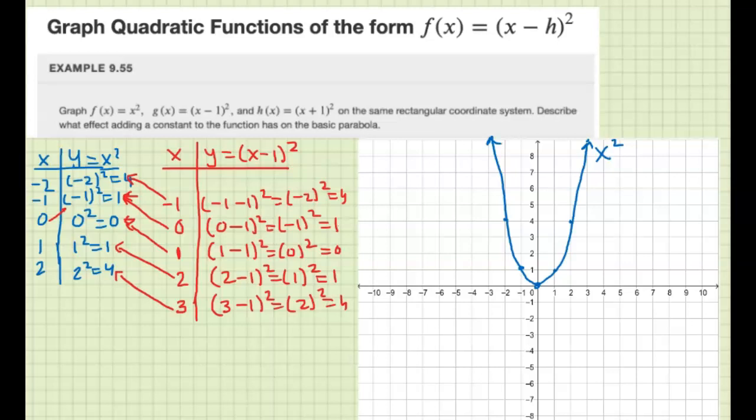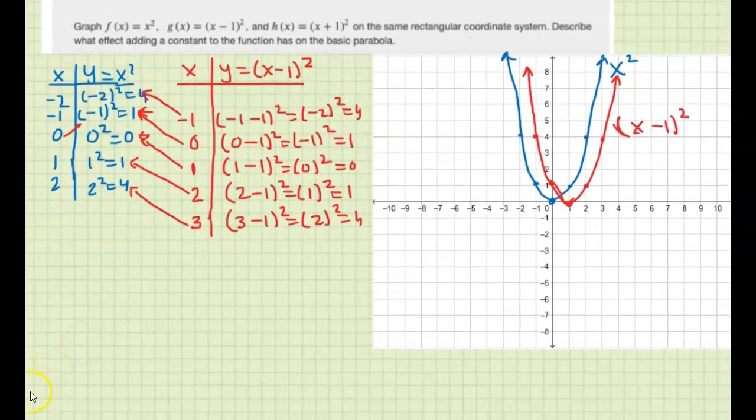They got bigger. So if we graph them, I get negative 1 and 4, 0 and 1, 1 and 0, 2 and 1, and 3 and 4. It looks like the same graph, but it has moved to the right 1 unit. All the points move to the right 1 unit. So this is (x minus 1) squared. All right, let's look at the next one, (x plus 1) squared.